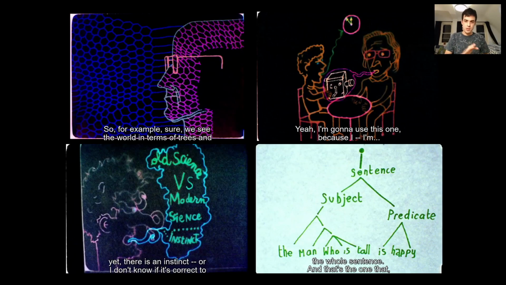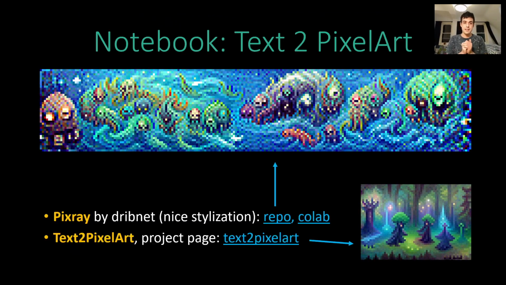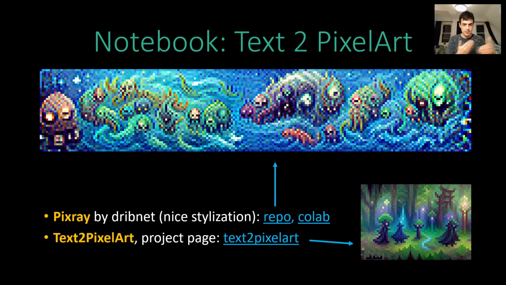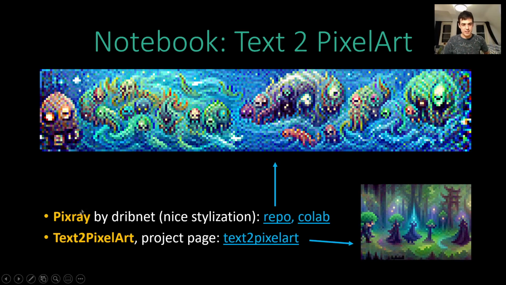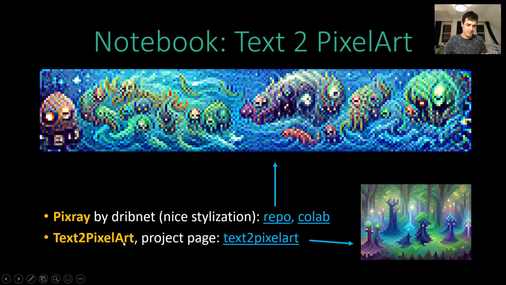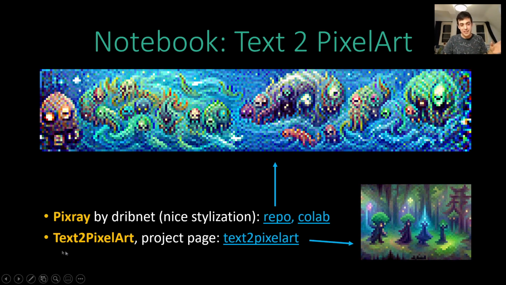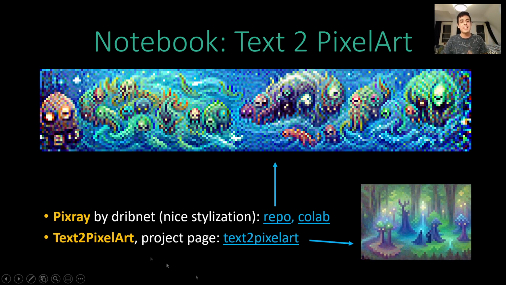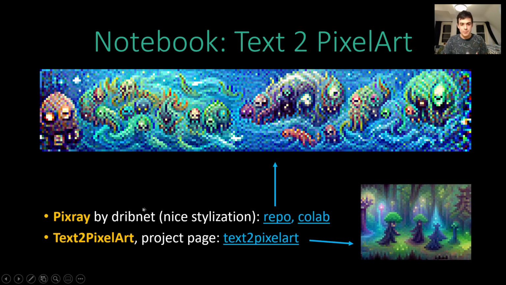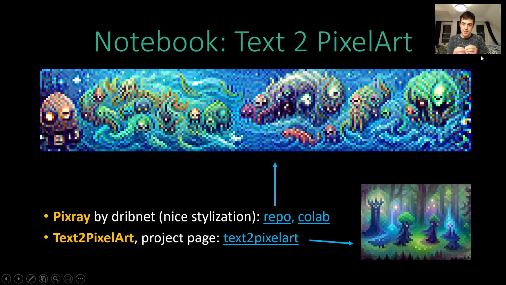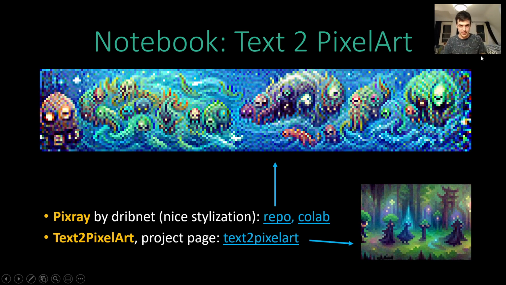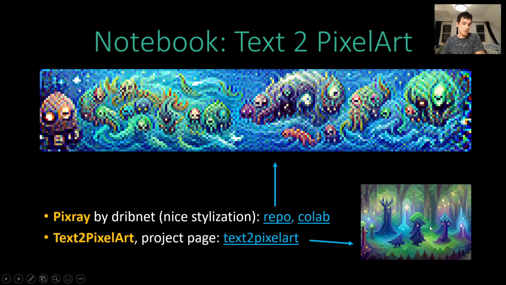All right, jumping to another cool example. Some of these notebooks are using the same kind of technique, but they are quite nicely stylized. There are two similar projects. One of them is called PixRay, one of them is called Text to PixArt. They are inspired by DripNet, the author of this. And so these look like this. Again, from a text prompt, you would generate a pixel art image and then also animate it.